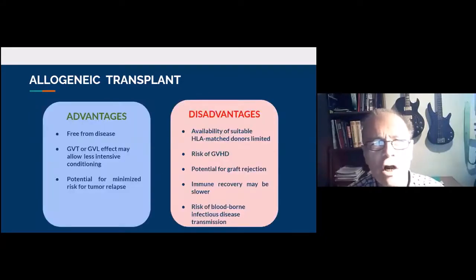The advantages of allogenic transplants are that the graft is free from disease, and the graft versus tumor or graft versus leukemia effect may allow less intensive conditioning and minimize the risk of tumor relapse. The disadvantages: availability of suitable HLA matched donors is limited. You have to know that only 25 to 30% of patients have a sibling donor. There is risk of graft versus host disease, potential for graft rejection, immune recovery may be lower, and risk of blood-borne infections.